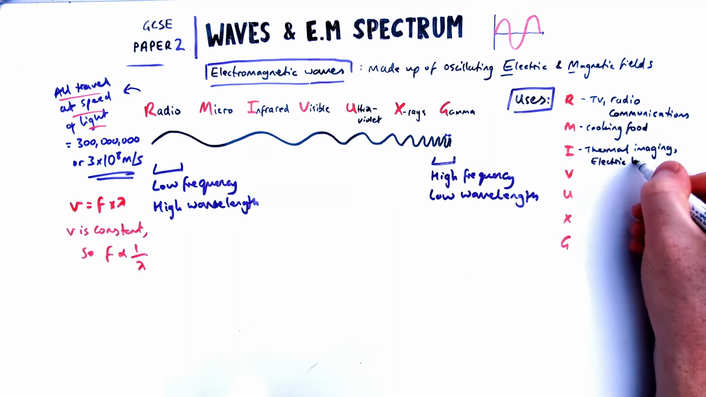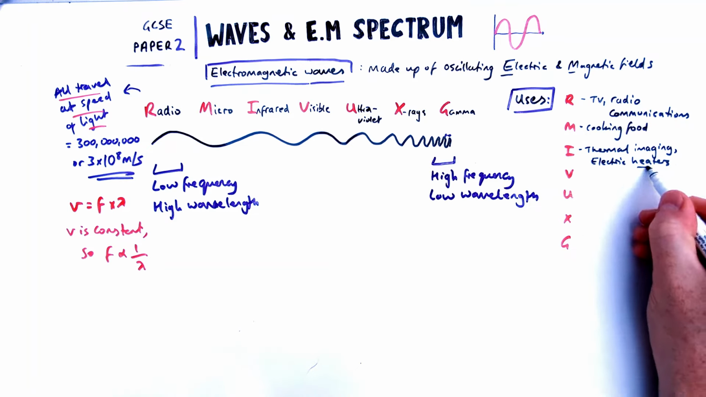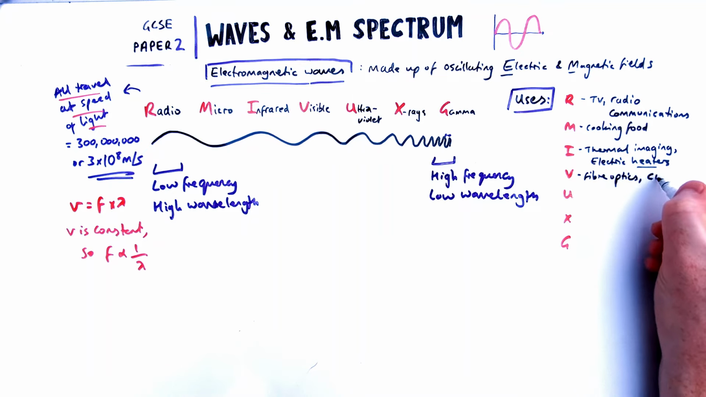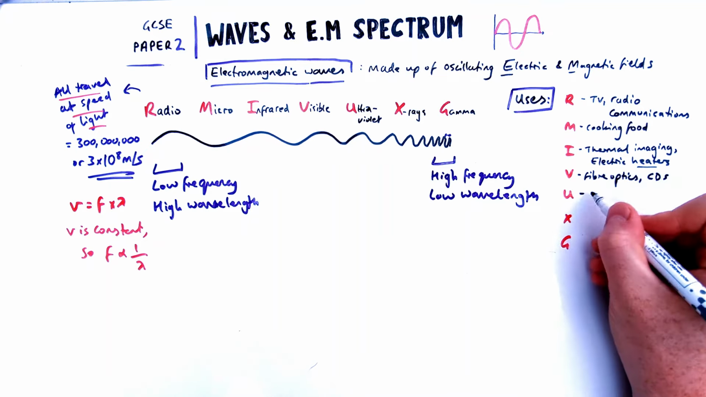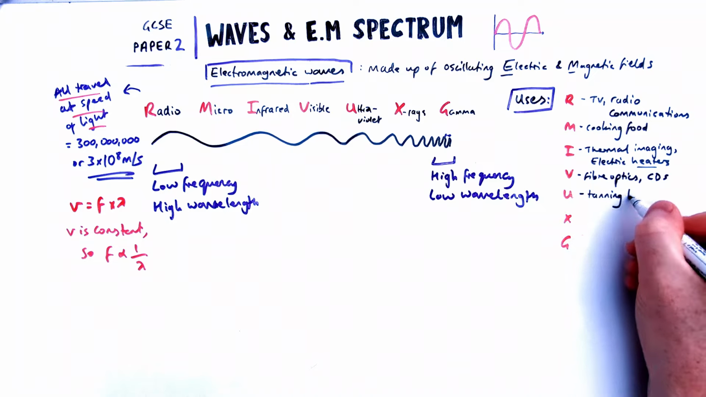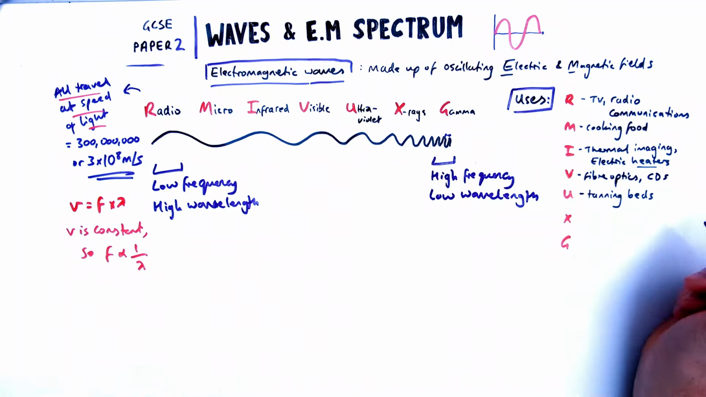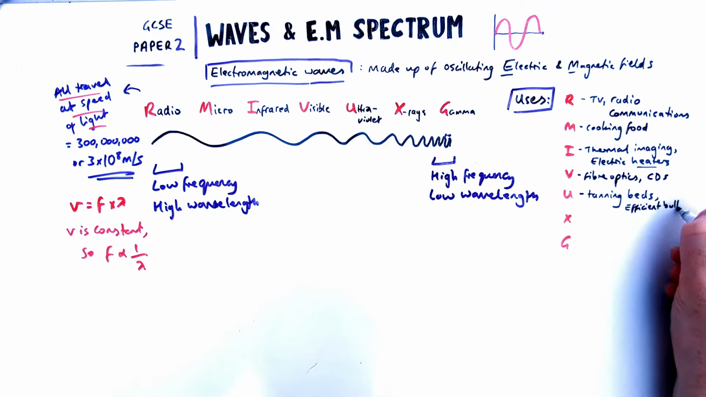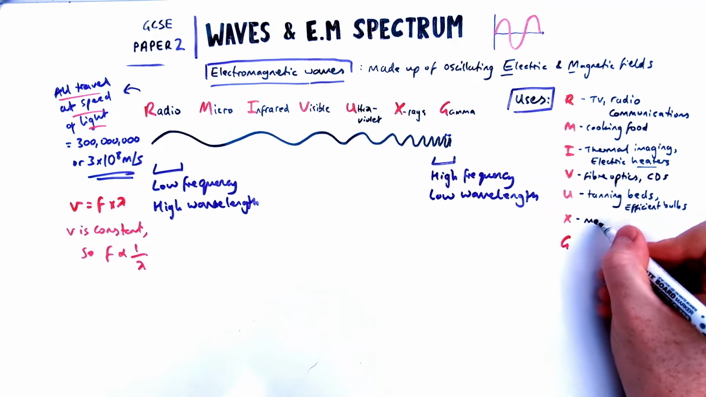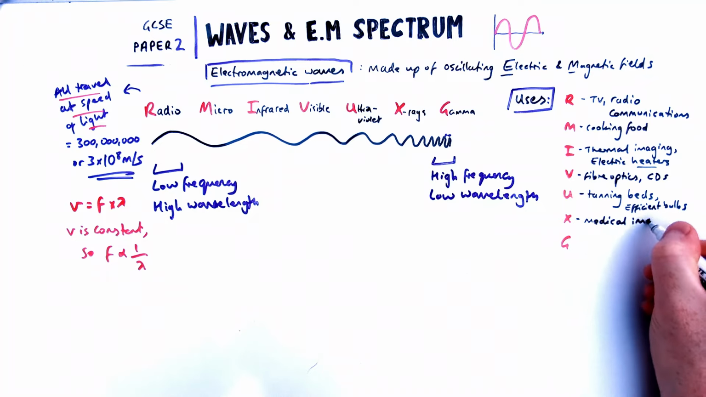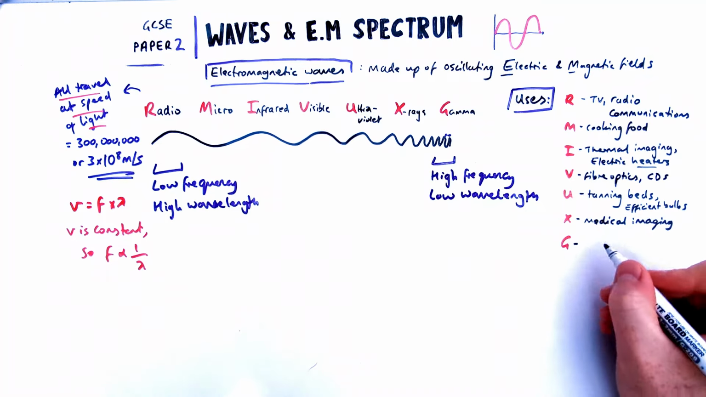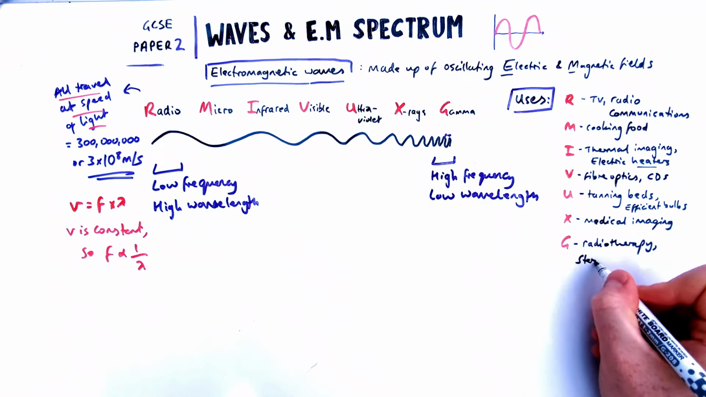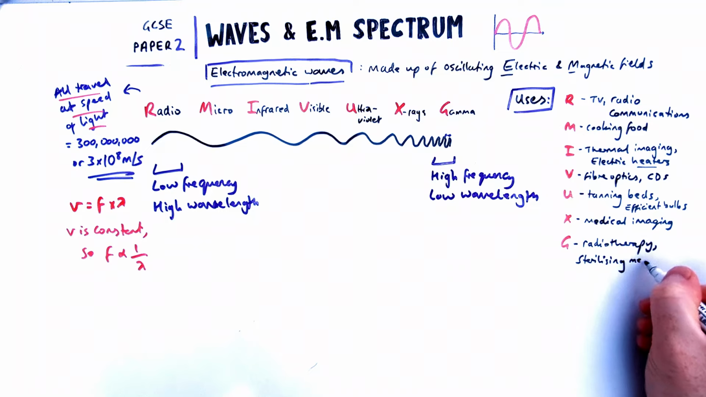Infrared is used for thermal imaging and electric heaters, or heating anything up like food using a barbecue or anything like that. Infrared radiation is basically just heat. Visible light is used obviously for seeing, but also for fiber optics and also for things like CDs and DVDs. Ultraviolet is used for suntans in suntan beds or tanning beds, and also for energy efficient bulbs. X-rays are used for medical imaging, so to detect any broken bones. Gamma rays are also used for imaging, but also radiotherapy and sterilizing medical equipment.